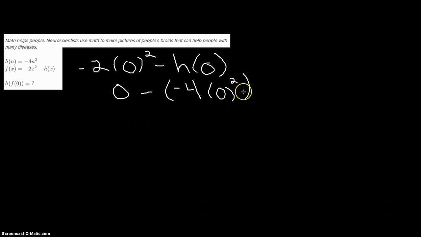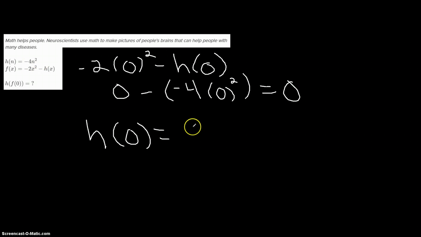Alright, so now we're going to plug in our value that we got for f of 0, and we're going to plug it into h. So now we're going to have h of 0. And the same thing over here, 0 squared is 0 times negative 4 is 0.